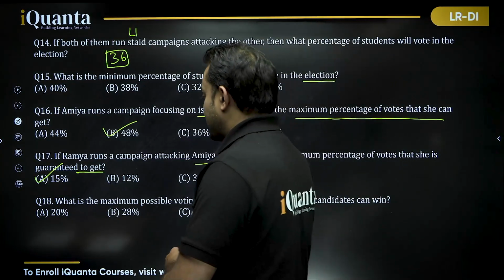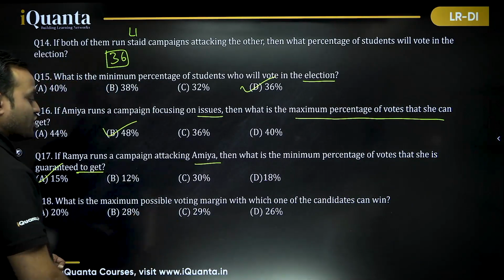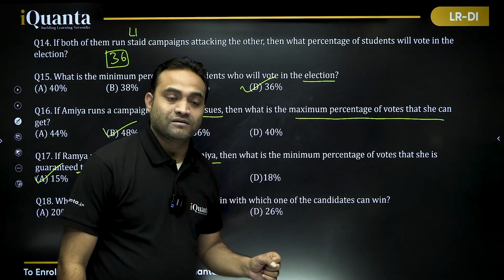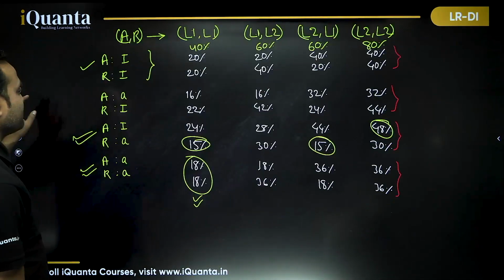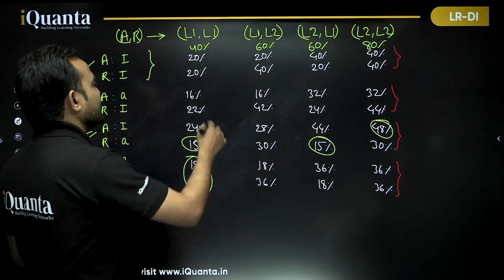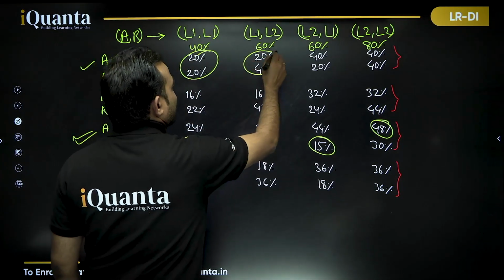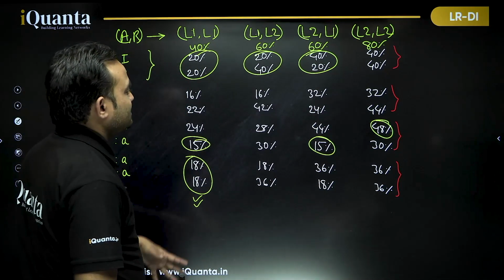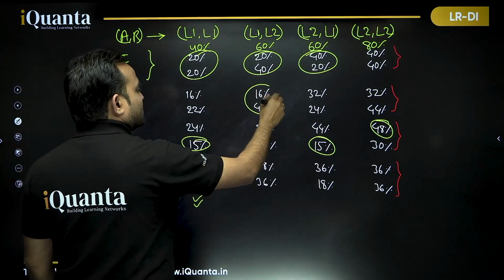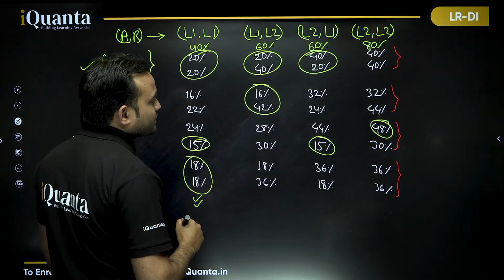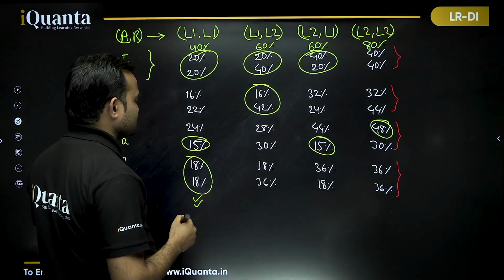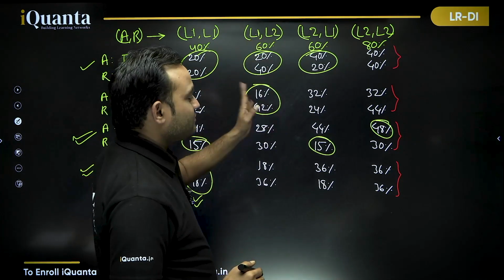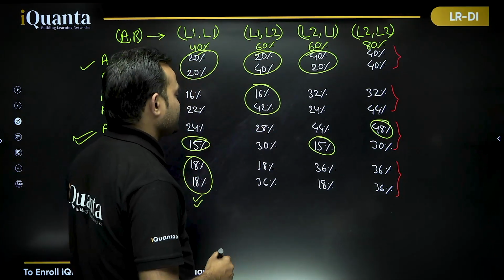Next, question number 18. What is the maximum possible voting margin with which one of the candidates can win? So we need to find the maximum difference. So let's check again. Where do we get the maximum difference? So if you check it quickly, okay, here we are getting 26% difference. Then either it will be level 2, level 1, level 1, level 2, because there is a big difference between those.